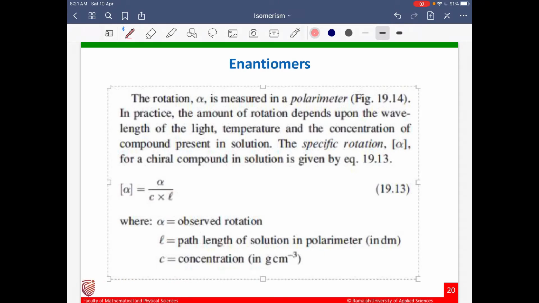In practice, the amount of rotation depends upon the wavelength of the light, temperature, and concentration of the compound present in solution. The specific rotation for a chiral compound in a solution is given using this equation. Specific rotation equals alpha, the angle that we measured in the polarimeter, divided by C, the concentration in grams per centimeter cube, and L, the path length of the solution in the polarimeter, which should be in decimeter.